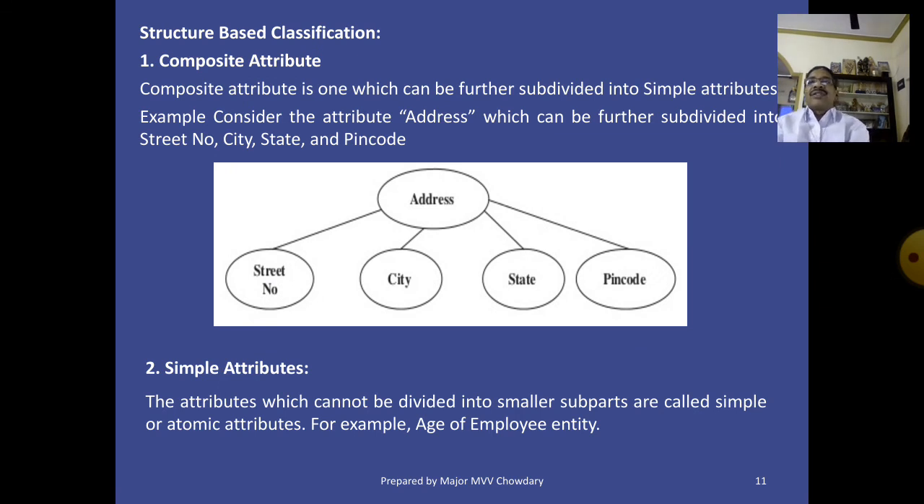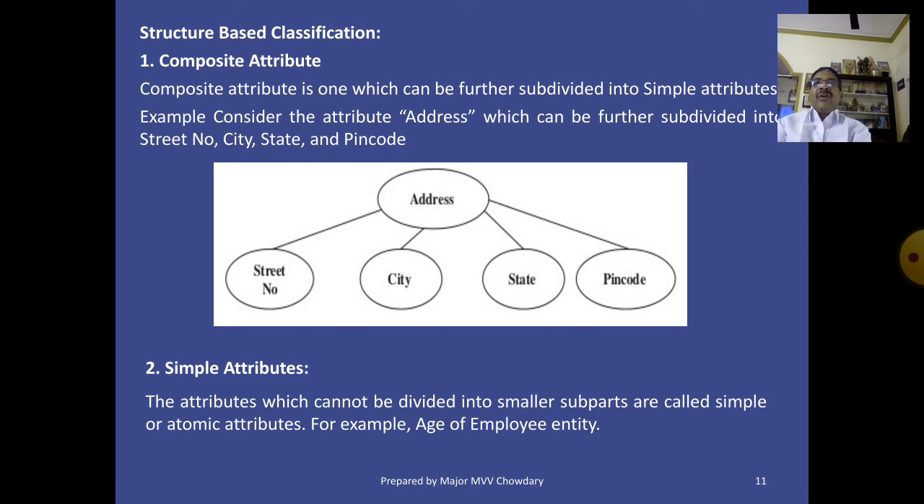The next type is structure-based classification of attributes. First one is composite attribute. A composite attribute is one which can be further subdivided into simple attributes. Composite attributes are made of more than one simple attribute. For example, consider the attribute address.